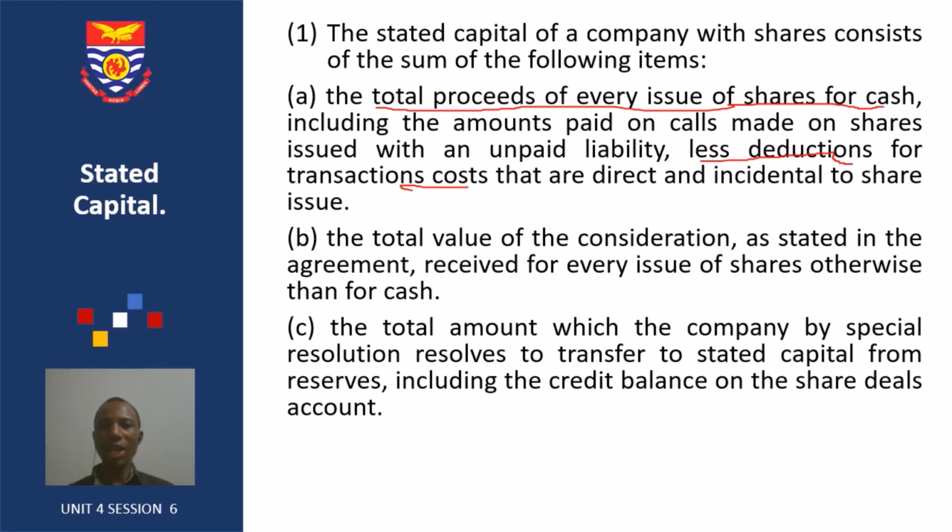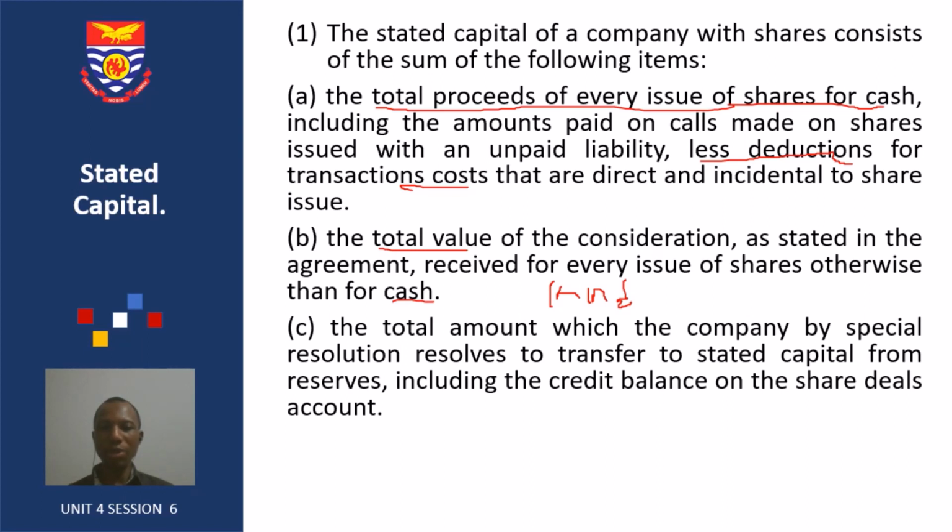Maybe you have to hire the service of a broker to help you in dealing with your shares. You get your total cash, you deduct your deductible expenses, for instance, transactional costs, plus the total value as stated in the agreement received for every issue of share other than cash. So here you are talking about an amount that you receive in kind. Remember, we discussed that in kind may be either exchange of service or transfer of property. So you need that of cash and kind.